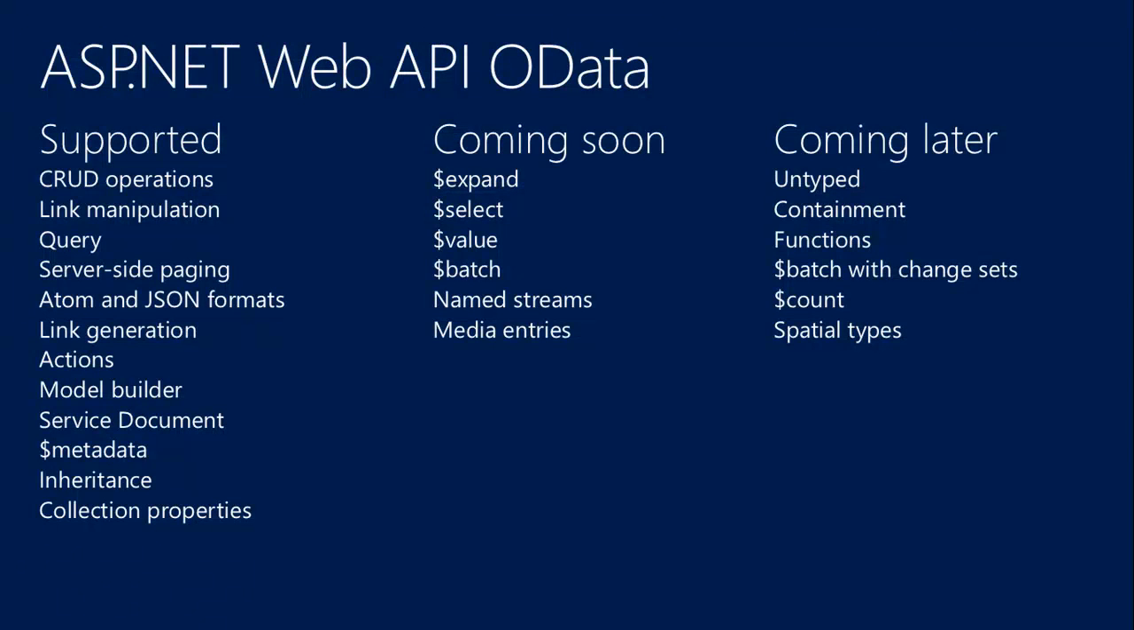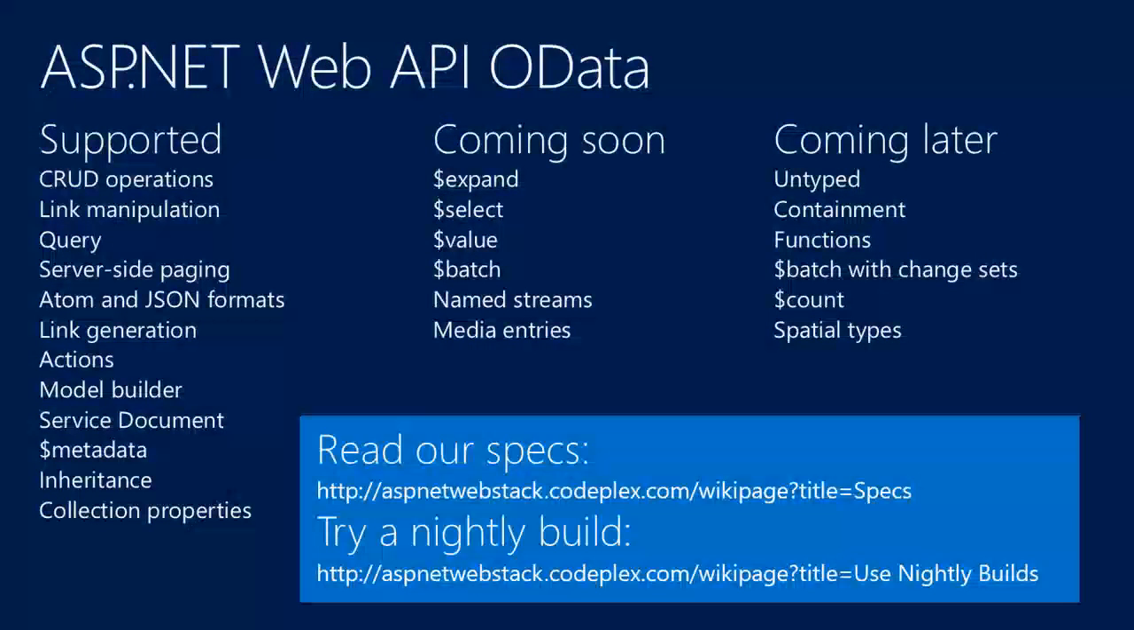In the future, not in this next release, but post this next release, we plan to be working on support for untyped, support for scenarios like containment, where you have entities that are really contained by another entity set instead of having to have everything be top level. We don't have support for functions yet. We're still working on that. Support for change sets, $count, and spatial types. Those are all things that are coming later.